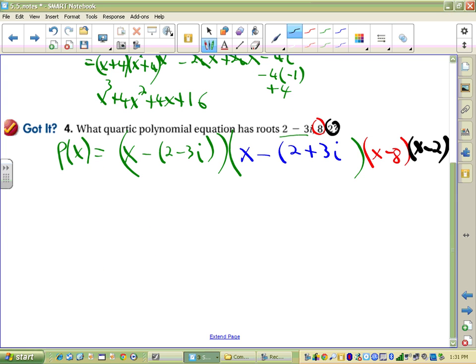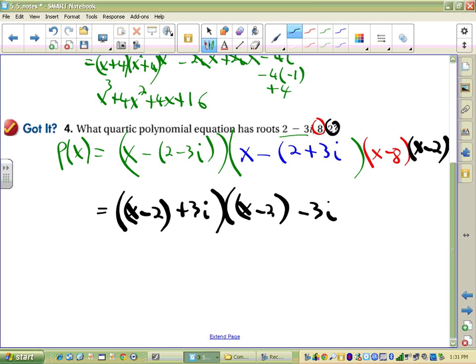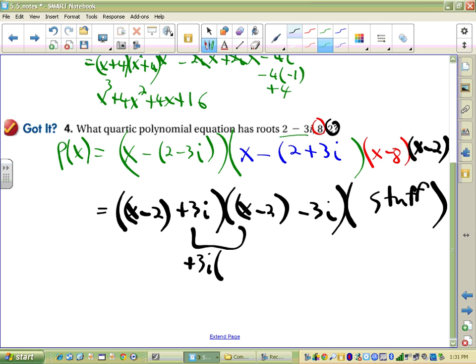Real quick, let me just kind of show you how to set this up. So multiplying this, I would take x minus 2 plus 3i, and then multiply that by x minus 2 minus 3i. Okay, and then I'll just say that this is stuff here. And what ends up happening is you get plus 3i times x minus 2, minus 3i times x minus 2. So some of that stuff, that inner and outer, kind of drops out and goes away. Okay. So hopefully you kind of caught that.